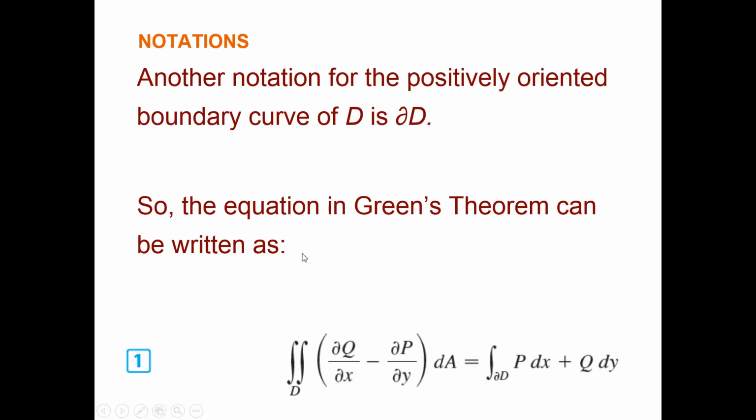So there is another notation for the positively oriented boundary curve of D, which is partial D. So the equation in Green's theorem can be written as the double integral over the region D of the partial derivative of Q with respect to x minus the partial derivative of P with respect to y is equal to the line integral along partial D of P dx plus Q dy. So this partial D actually means the positively oriented boundary curve of D, right? That is, instead of along C, we are writing here partial D, and this means the positively oriented boundary curve.